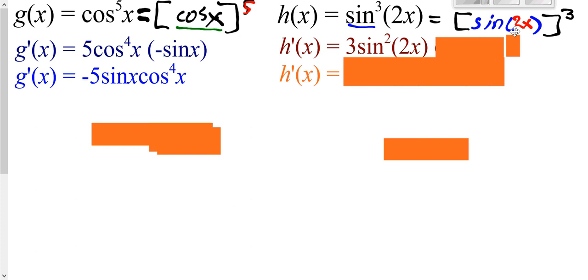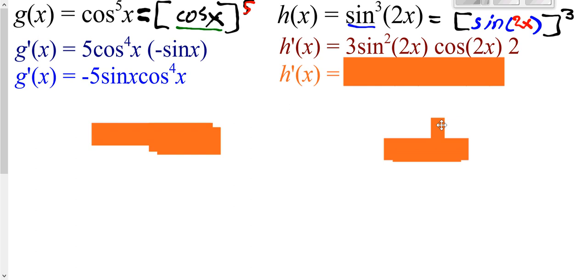So we got to do derivative of the blue. So we're going to do derivative of sine is cosine. Once again, when you're doing chain rule, you don't do anything to the very inside, so that 2x still hangs out. Now we got to do the final chain rule and multiply it by the derivative of the very inside, the 2x, which is a 2.